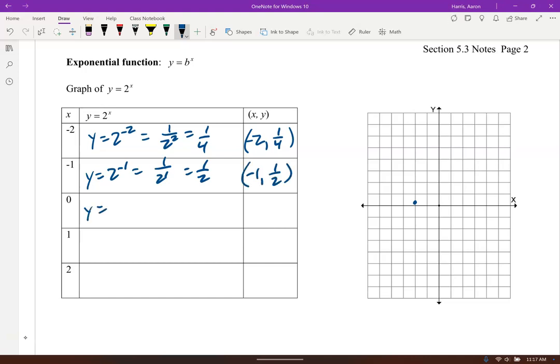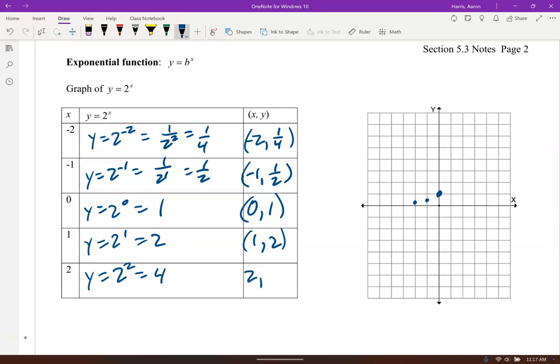Let's do 2 to the 0. Anything to the 0 is 1. So when I plug in 0, I get 1. 0, 1. -1, 1/2. I should have put that on there. I put that one on there now. Let's plug 1 in. So 2 to the 1, which is 2. So I plug 1 in, I get 2. Let's plug 2 in. 2 squared is 4. So I plug 2 in, I get 4.